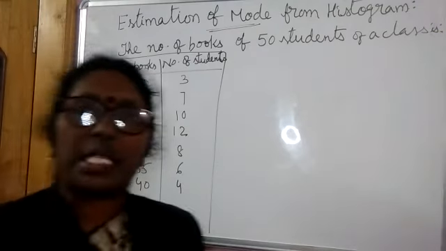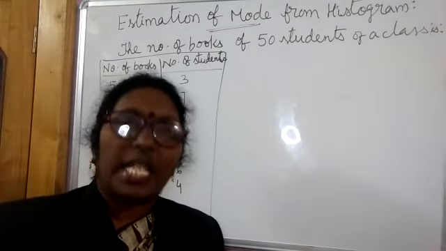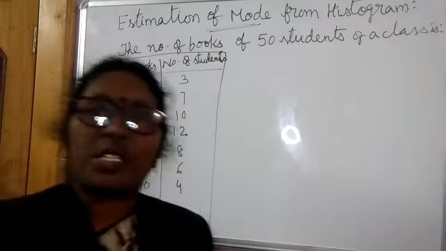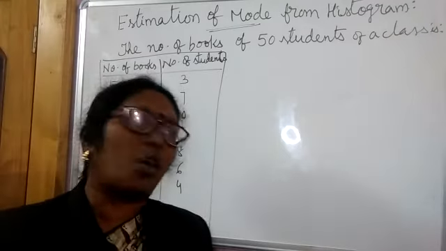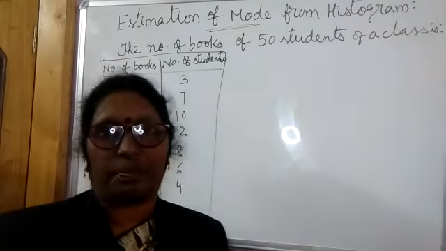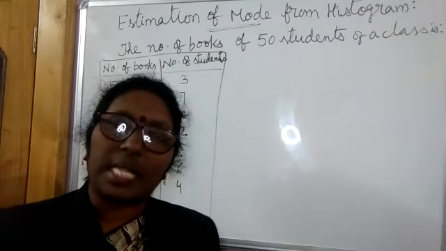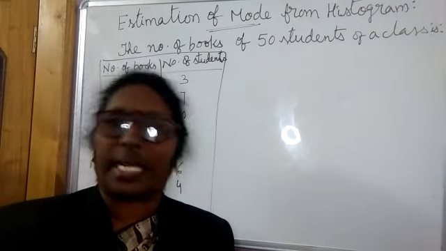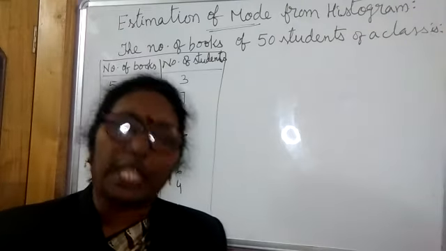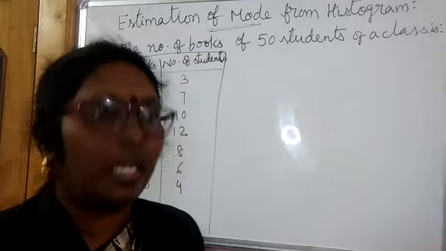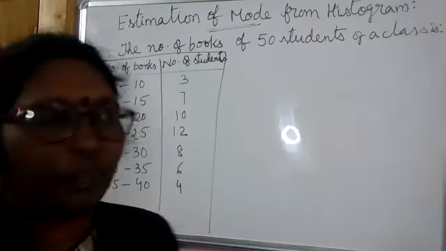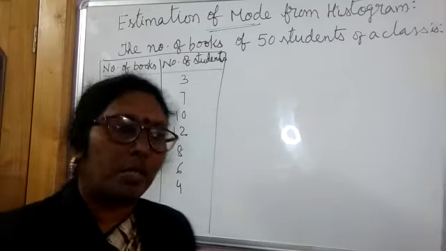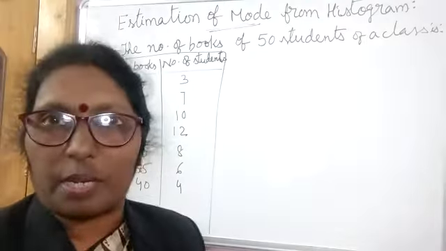For the given frequency distribution, if it is not a continuous frequency distribution, first of all you have to make it continuous in order to draw the histogram. If it is continuous, no problem. If the given distribution is not continuous, you have to convert it to a continuous frequency distribution to draw the histogram. Now let me explain how to estimate the mode from the histogram.